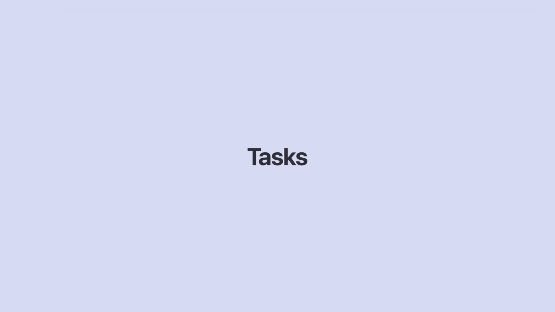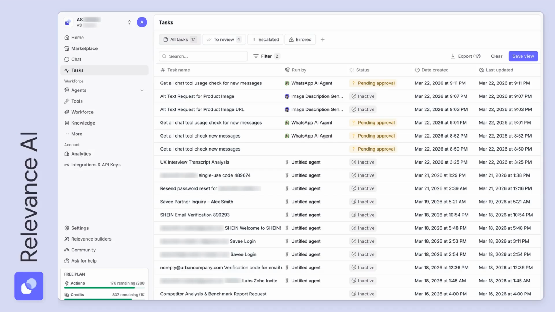Coming up next, we'll dive into Tasks. On the Tasks page, click the Save View button. A new tab appears. Custom View 1. Click it. Then, click the Filter button.